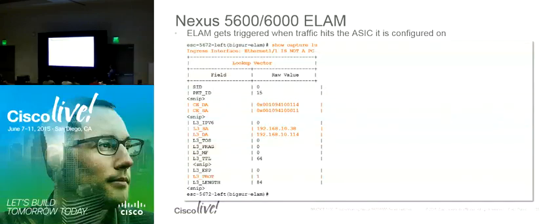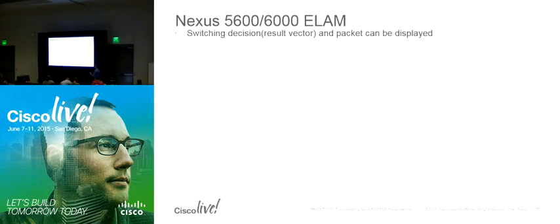In this case, it is telling me that the ingress interface was Ethernet 1/1, and it's not a port channel. You can also look at some of the fields in the packet. Here I can see my source and destination MAC address, source IP, destination IP, my L3 protocol, and my TTL. There are a lot of things which you can look at in ELAM. At this point, you can see that the packet made it into the switch.